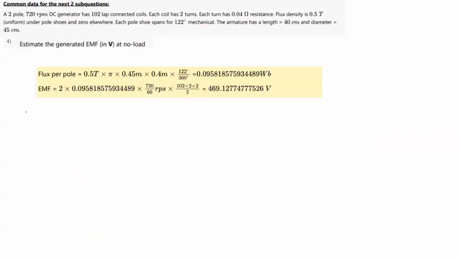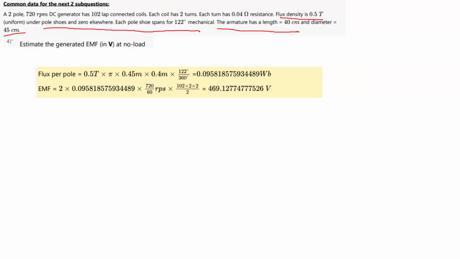Now let us go to the next question. Actually, I have not discussed the theory for this. Here they're saying this is a two-pole machine, a 720 RPM DC generator, with 102 lap connected coils. The flux density is given to you, and they're saying each pole shoe spans 120 degrees mechanical, and the armature length and diameter are given.